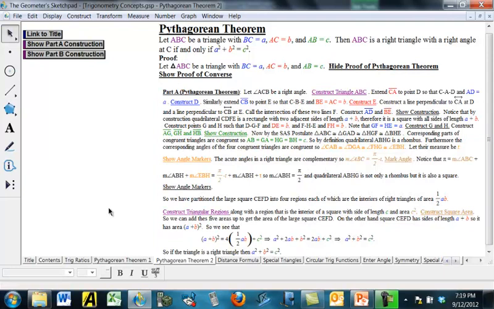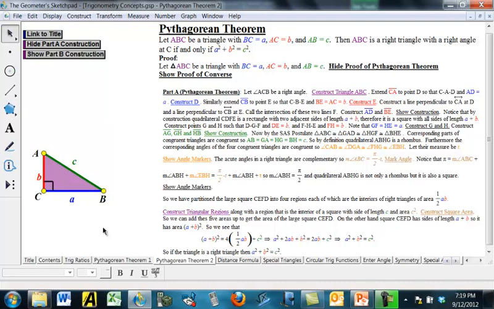So here's the proof of the first part. Let's read this, and as we read it, I'm going to click on some things that are going to make the picture go. Let ABC be a right triangle with a right angle at C, and let their sides be a, b, and c as indicated here. So the distance from B to C is little a.